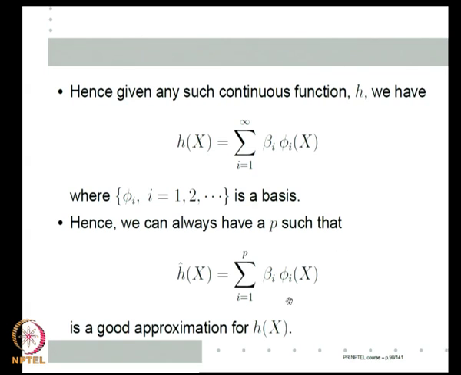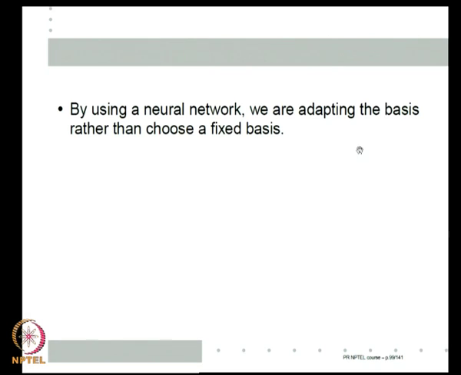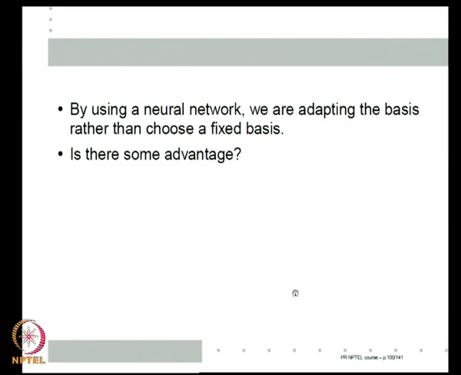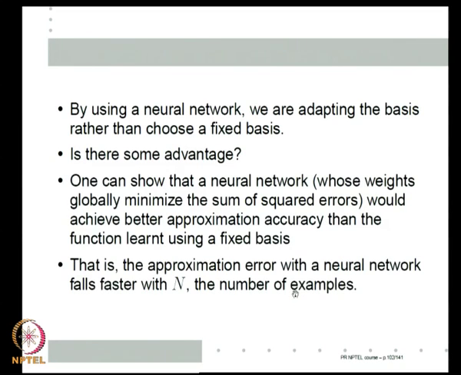In this case, I am using a fixed basis, in the 3-layer network I am not using a fixed basis. What is the difference? By using a neural network, we are adapting the basis functions rather than choosing a fixed basis. Is there some advantage? Yes, one can show that the neural network, whose weights globally minimize the sum of squared error, would achieve better approximation accuracy than the function learned using a fixed basis. So, given a fixed number of examples, a neural network will give me better accuracy than any of the fixed basis functions. Essentially, that is what is meant by achieving better approximation.